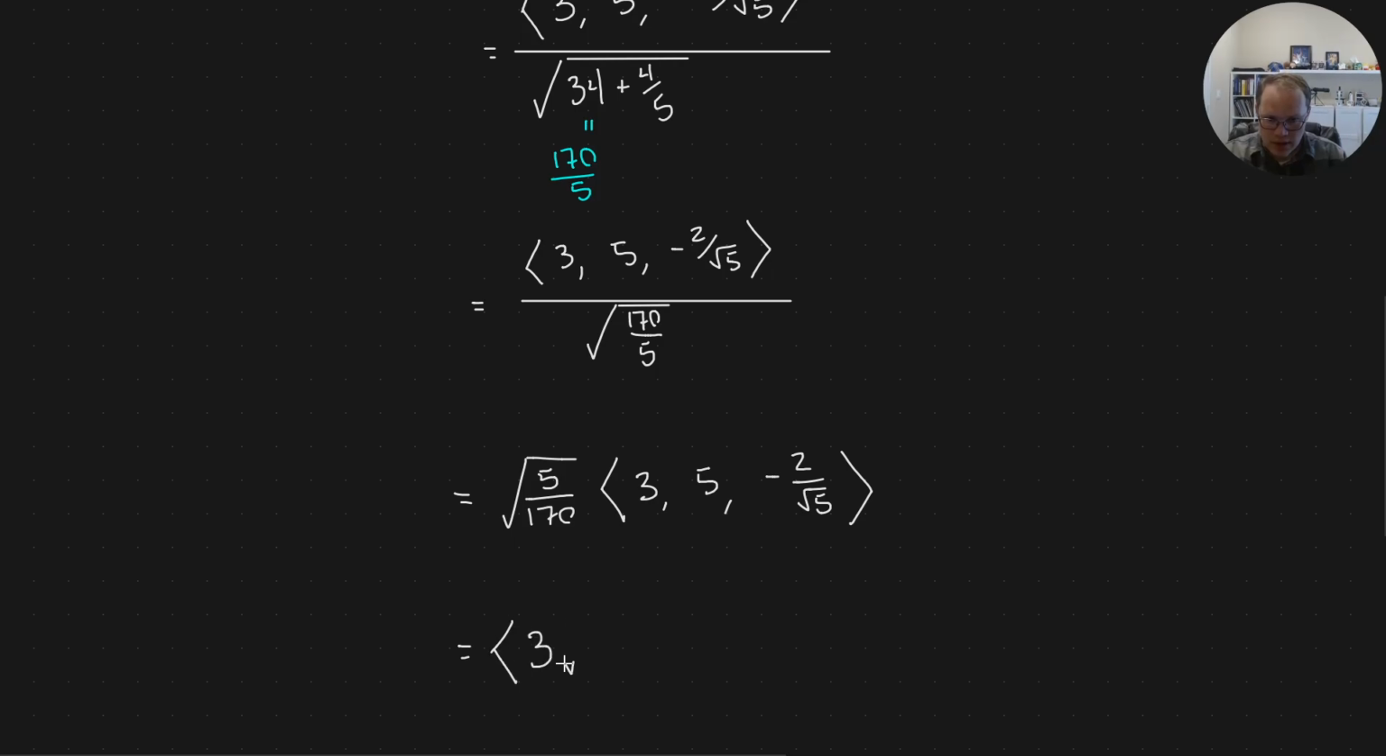I get 3 root 5 over 170. I get 5 times root 5 over 170. And when I multiply it by this, the root 5 on bottom and the root 5 on top will cancel. So I'll just have negative 2 on top and root 170 on bottom. That is the unit tangent vector at t equals 2.